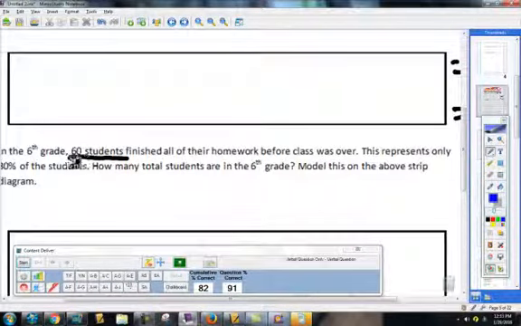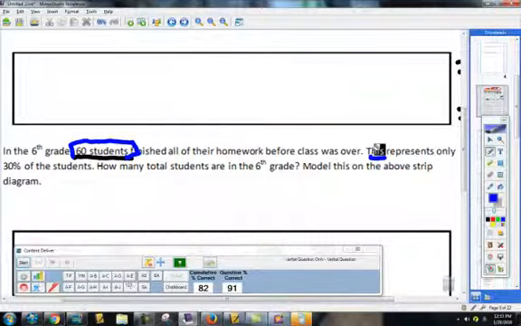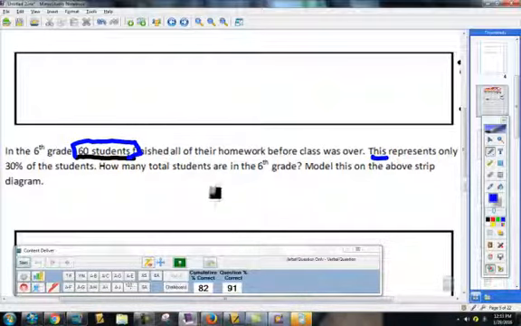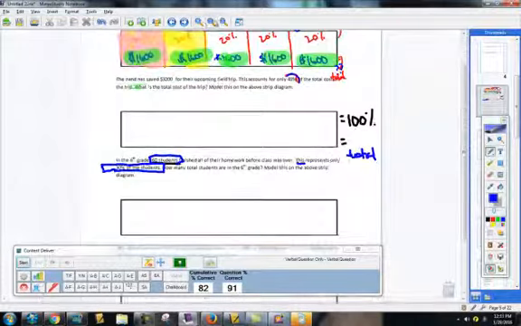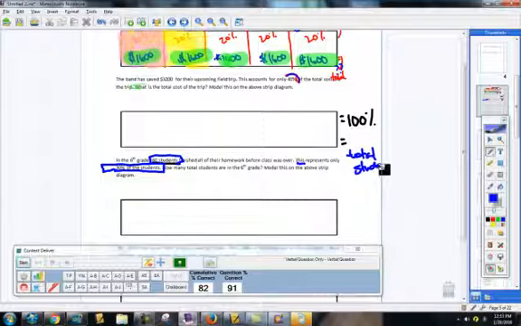Now, we've got to figure out, well, before we do that, we know that 60 students finished all of their homework before class was over. When it says this, it means whatever it said beforehand, so it's talking about the 60 students. So it's saying 60 students represents only 30% of the students. Now, what I have rectangled in blue there, those are the important pieces of information. So we know that this total, since we're talking about students, would be total students. Now we don't really care whether or not we know that number yet. Okay, let's just wait a second.